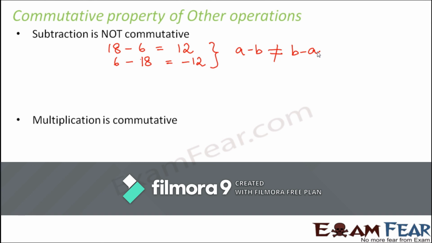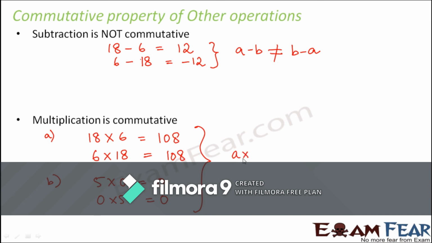Then let's talk about multiplication. Is multiplication commutative? Let's take examples. 18 into 6 is 108. Now when we interchange the positions, it becomes 6 into 18, which is still 108. Let's take another example. 5 into 0 is equal to 0. What about 0 into 5? That is also 0. So considering these two, we see that A into B is equal to B into A. And that is why we say that multiplication is commutative.